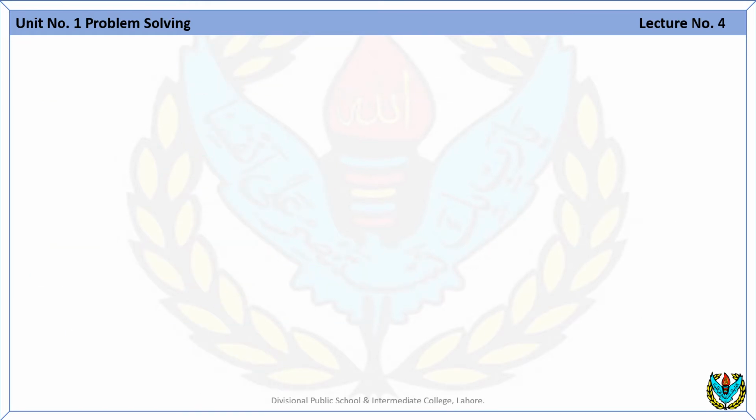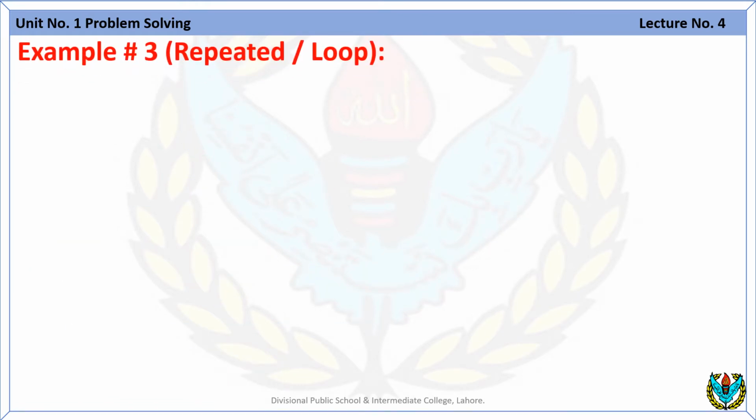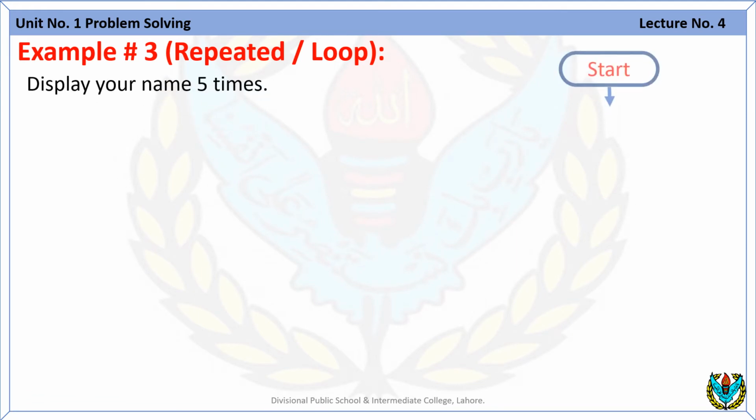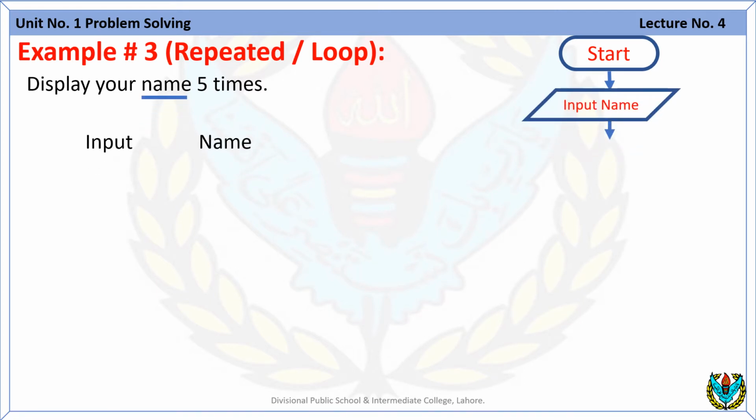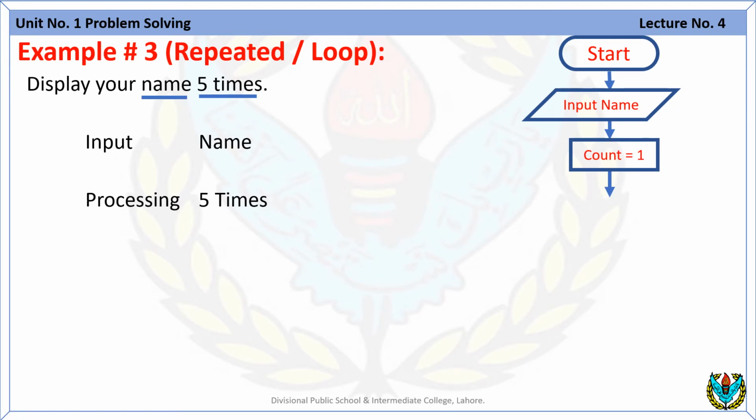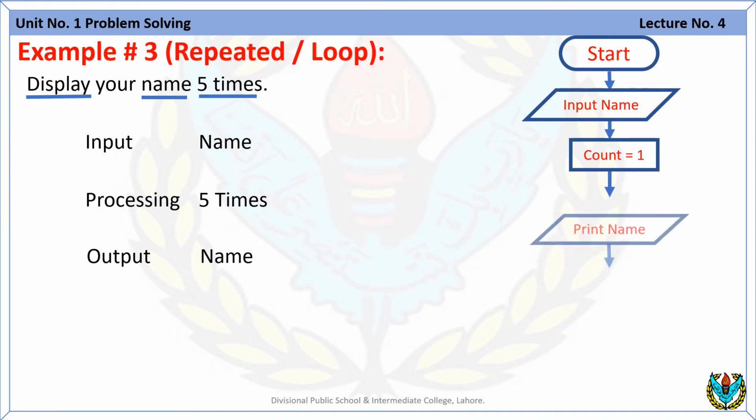Students, this flowchart is loop-based. It displays your name 5 times on the screen. Let's start the flowchart with terminal symbol. Again, we will take the name as the input from user. Now the processing is to count the name 5 times. This loop will work in 2 parts. In the first part, we will count the number of times that a name is going to print on the screen. For this, we will set variable count as 1. In the second part of the loop, we'll print the name on the screen in an output symbol.